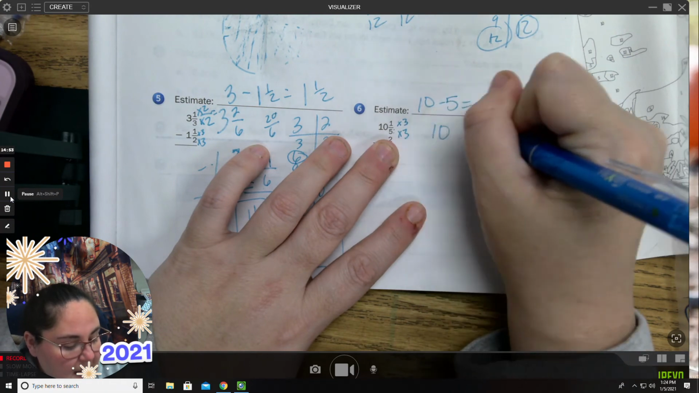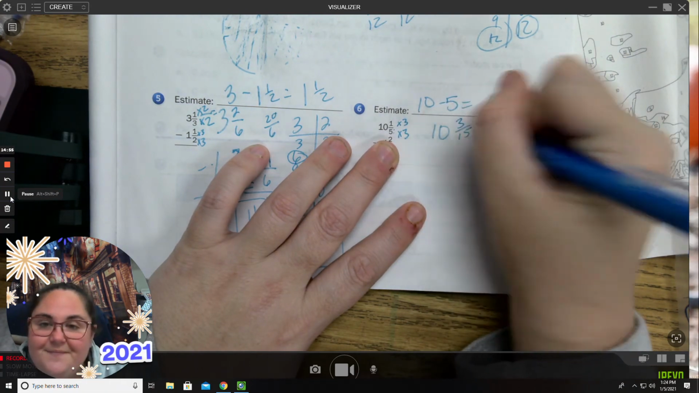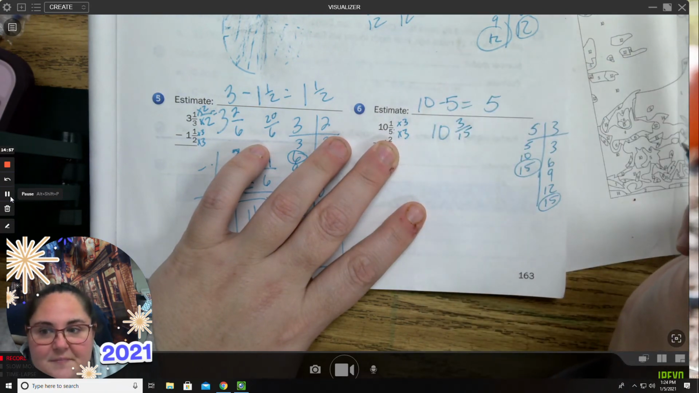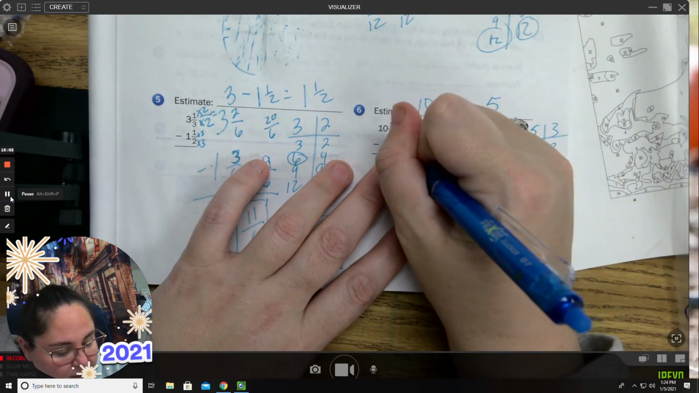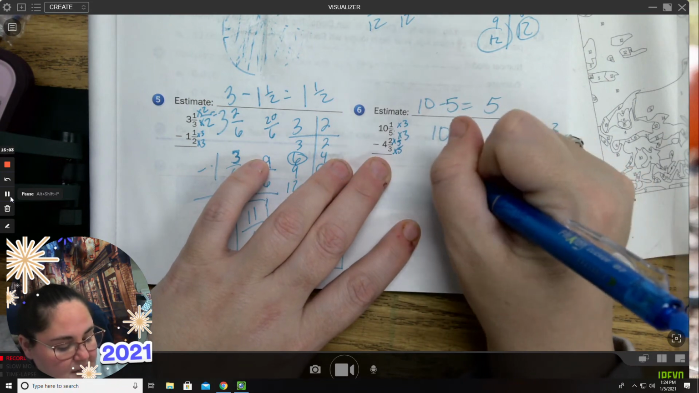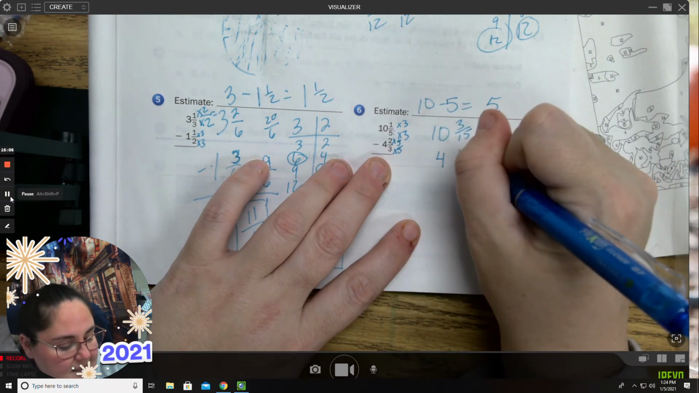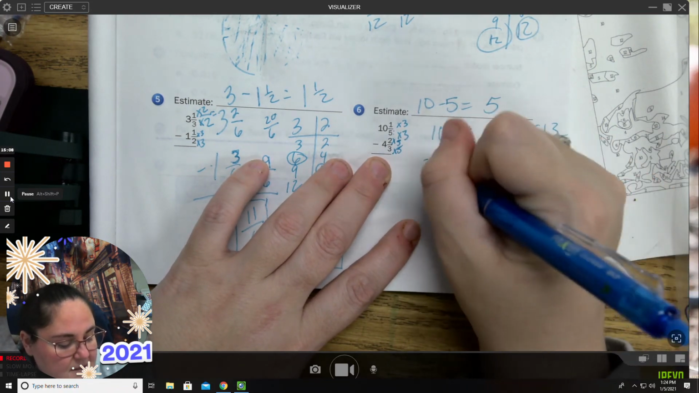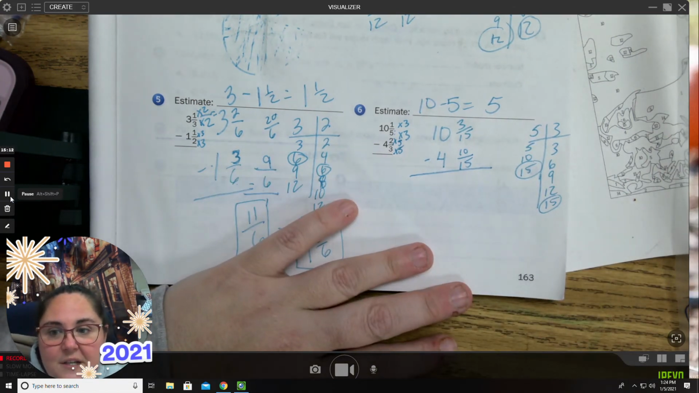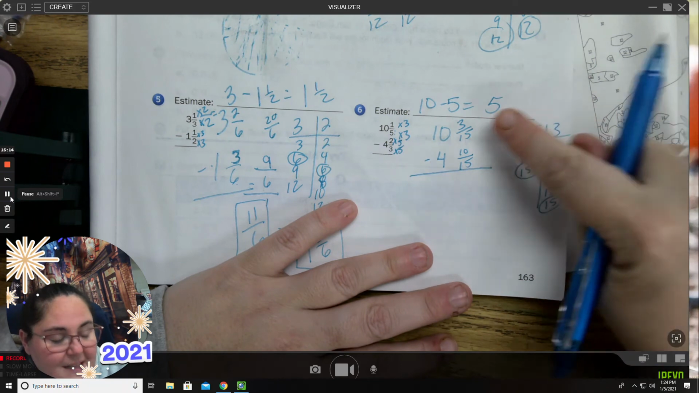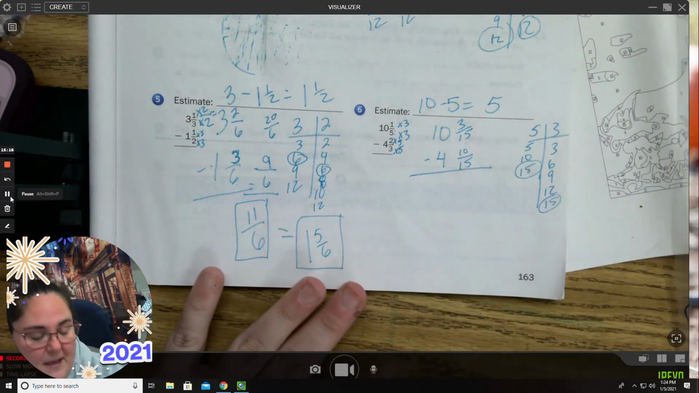So 10 and 3/15 would be how I rewrite that problem. Times 5. Whatever I do to the bottom, I do to the top. So minus 4 and 10/15. All right, I'm going to draw a picture. I know that I can't do 3 minus 10, so I'm going to use a picture to help me.